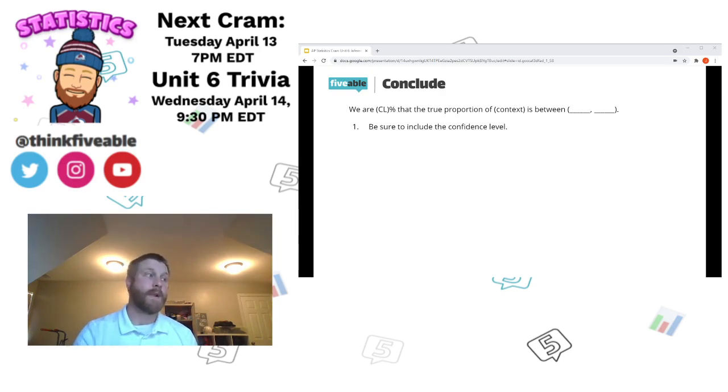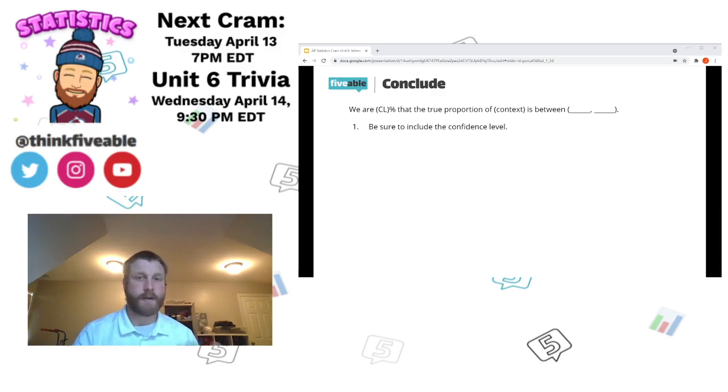And that first line there is sort of your can statement that you need to know, learn it, know it, live it. Be sure that you're up on that and you know what that is, okay? So we are however many percentage confident that the true proportion of whatever context we're talking about is between blank and blank. We are 95% confident that the true proportion of U.S. adults who like baseball is between blank and blank.